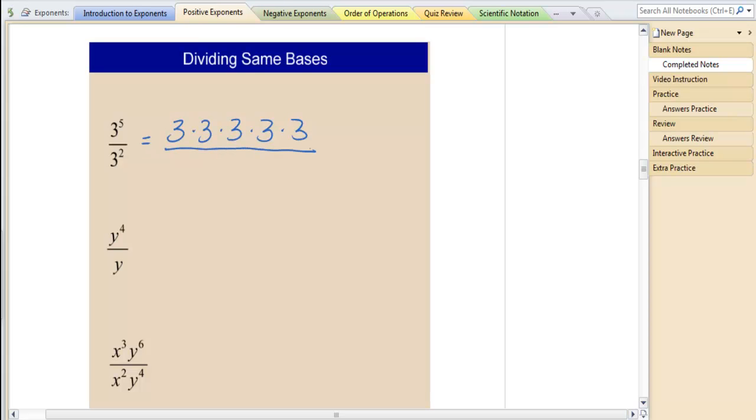3 squared, what does that mean? It means we have 2 3's being multiplied together. So 3 to the 5th divided by 3 squared means all of this that I have just written out. So what does it mean every time we have 3 divided by 3? Or what does that equal?